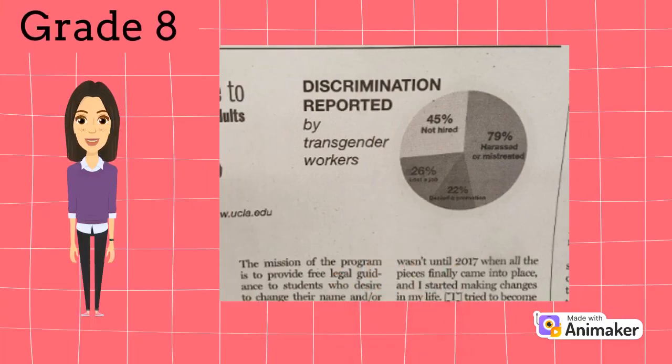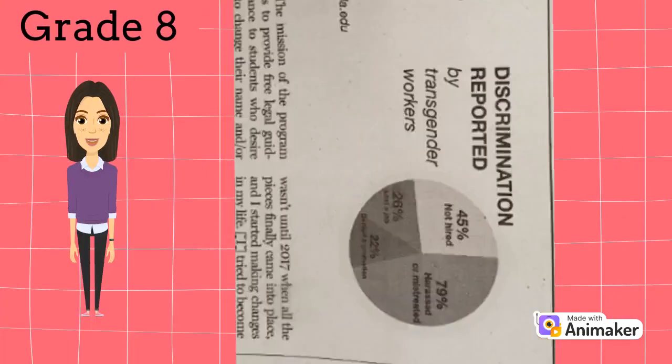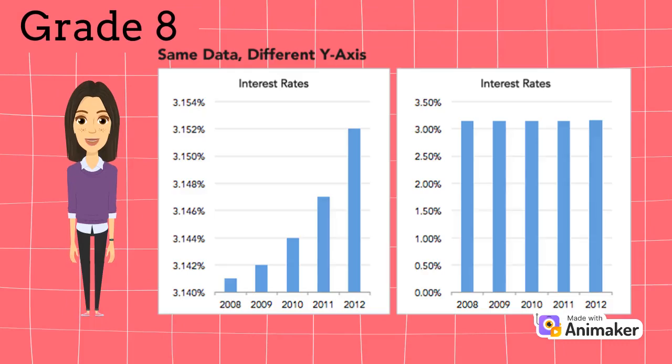In grade 8, students move away from creating their own graphs and begin to think critically about how data is presented. They also begin to think about where the data is coming from and whether or not it is accurate or skewed.